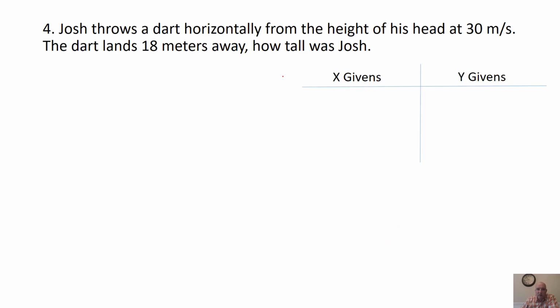We have this information. We're going to go ahead and start populating our givens list. He's throwing it from his head. The horizontal velocity is 30 meters per second. He's landing 18 meters away. We're asked for how tall he is. So he's throwing it from his head, so whatever the Y is going to be his height.